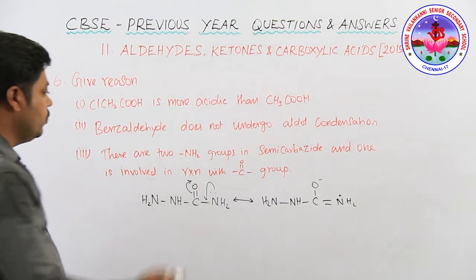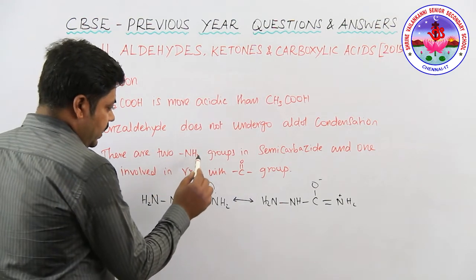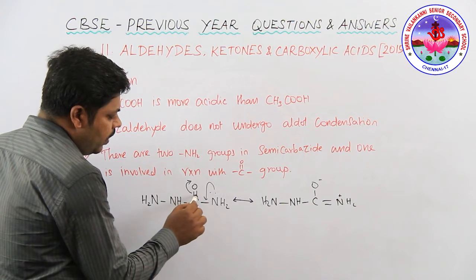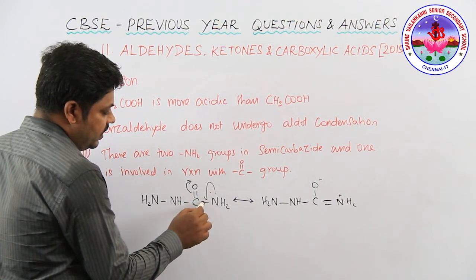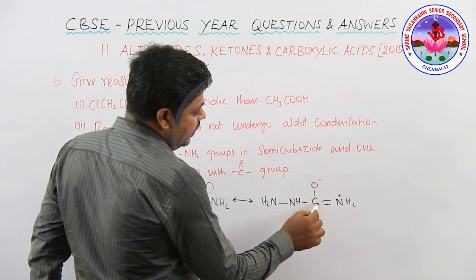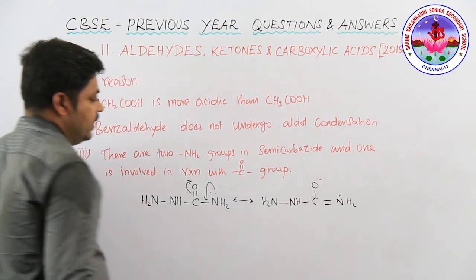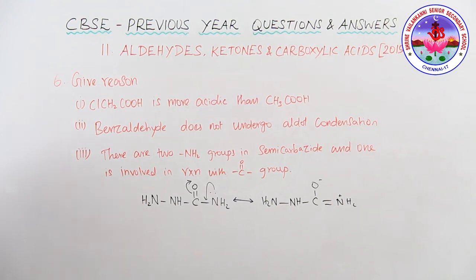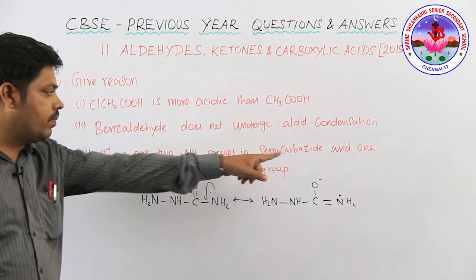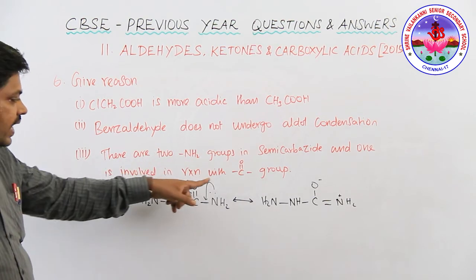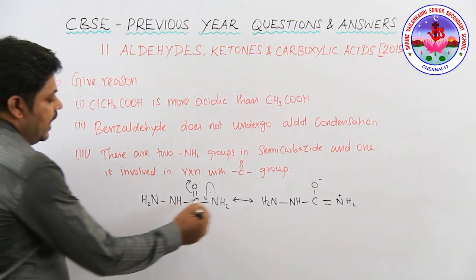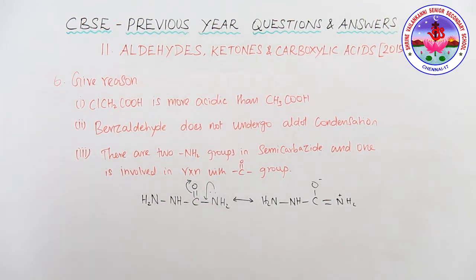So the NH2 group, due to the double bond character, does not react with the carbonyl group. What happens? The lone pair of electrons is shifted here, this double bond breaks like this, and similarly you get the positive and negative charges like this. That is the reason. In semicarbazide there are two NH2 groups and only one is involved in the reaction with the carbonyl group because of the double bond character. You have to write: because of the double bond character.